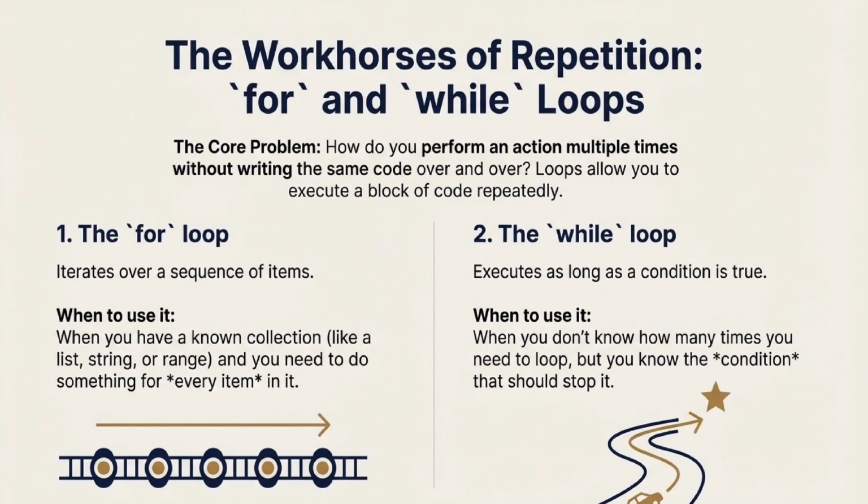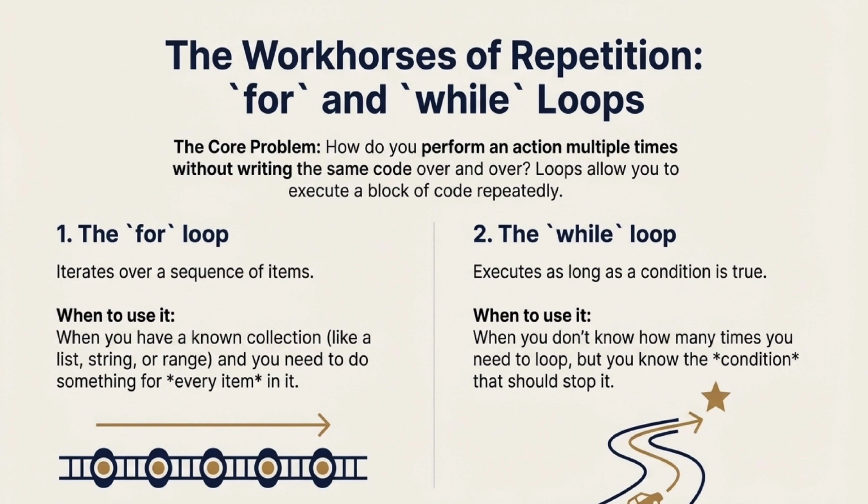The for loop is used to iterate over a sequence of items such as a list, a string, or a range of numbers. We use a for loop when we already know what collection we are working with and we want to perform an action for every item in that collection. For example, printing each element in a list or processing each value in a data set.